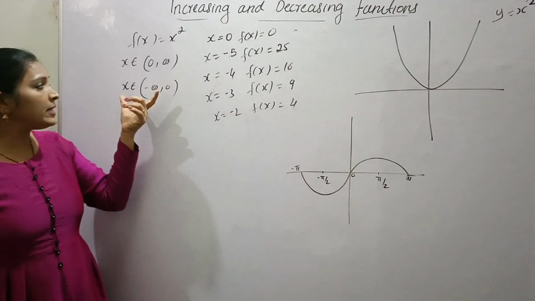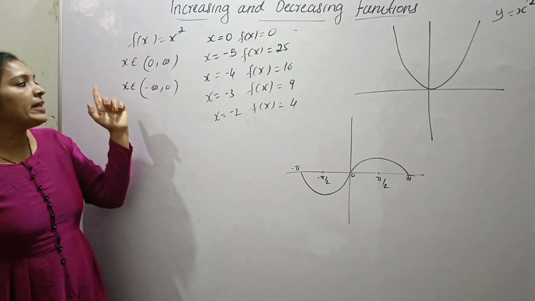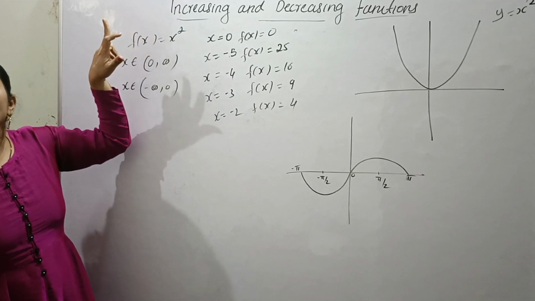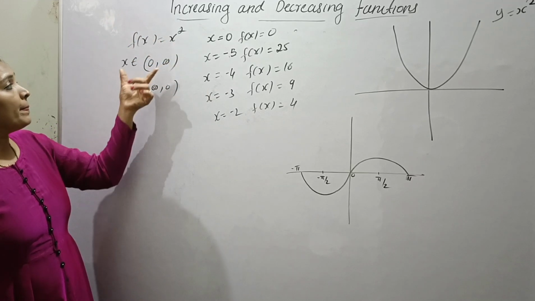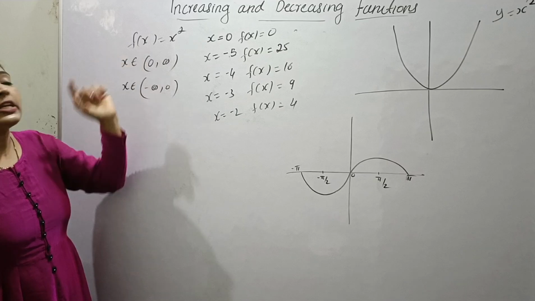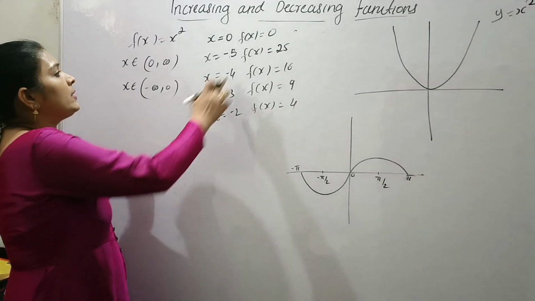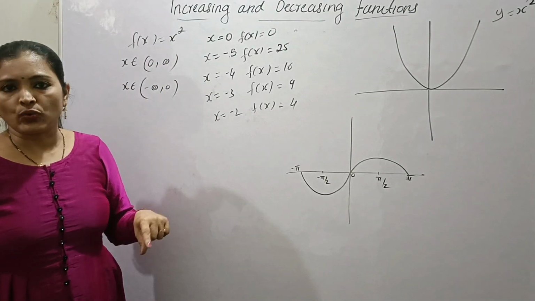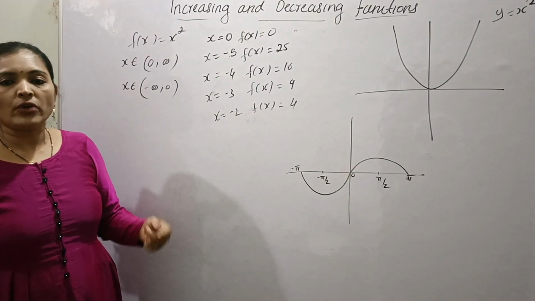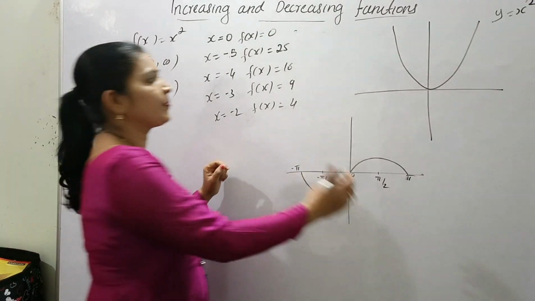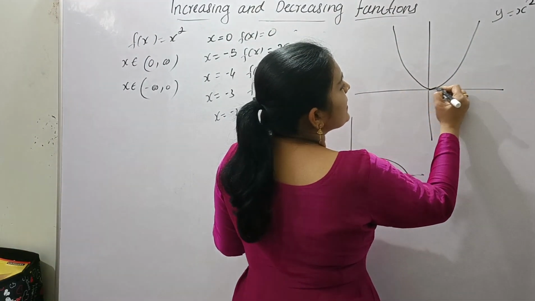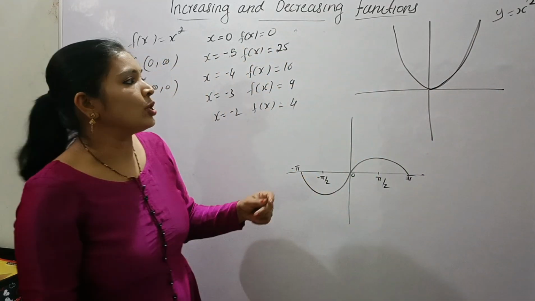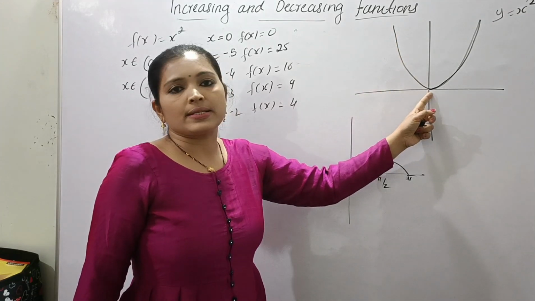So here we say in this open interval minus infinity to 0, the function f of x is equal to x square is decreasing. But in the other interval, the function f of x is increasing, right? When x is equal to 1, f of x is equal to 1, and when x is equal to 2, f of x is equal to 4. So as x increases, f of x increases. And for negative values, from minus infinity to 0, the function is decreasing.